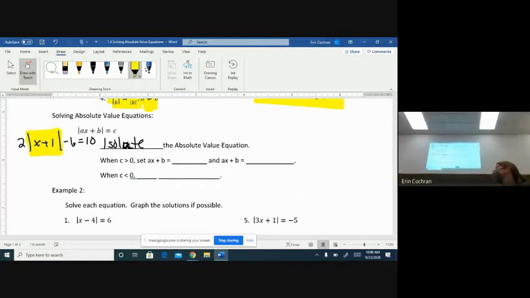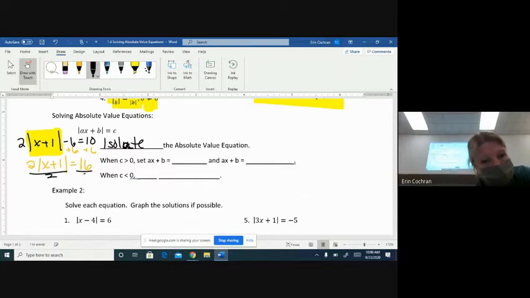Do you think I'm going to get rid of the 2 on the outside or the minus 6 first? The minus 6. We always move the constant over. We always do the adding and subtracting first. So how would I move that 6 over? I would add it. So I have 2 times the absolute value of x plus 1 equals 16. And then how do you think I'd get rid of that 2? Divide it. Perfect. So I'd get the absolute value of x plus 1 equals 8. Now is my absolute value isolated? Yeah. So that's what that means.